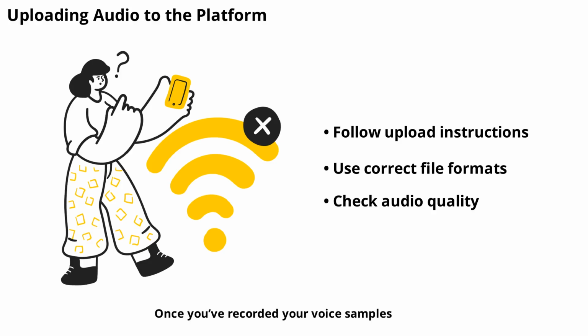Once you've recorded your voice samples, the next step is to upload them to your chosen AI platform. Most tools make this process simple. Just follow the on-screen instructions to upload your files. Make sure your audio is in the correct format, such as WAV or MP3, and double-check that all files are clear and complete. This step is crucial, as the quality of your uploads will directly impact the final AI voice.